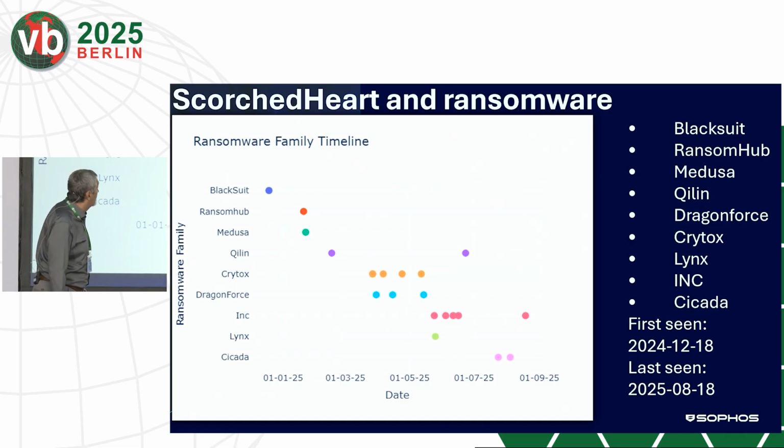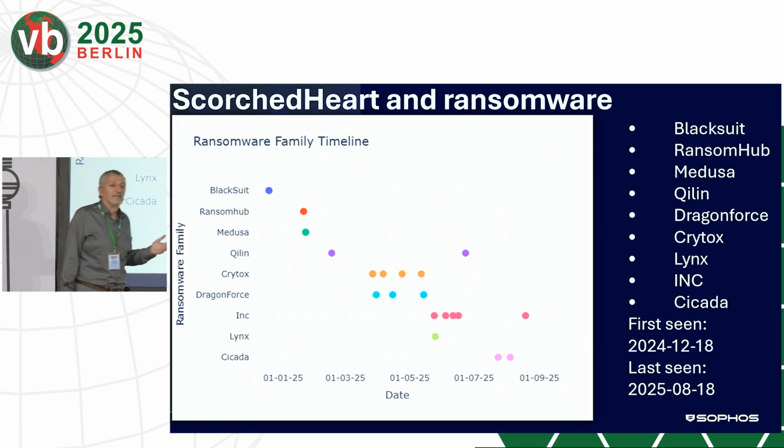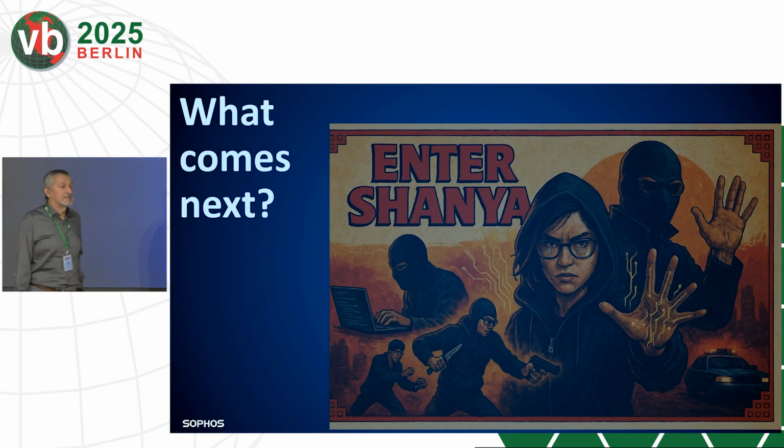There are a couple of disturbing points which I cannot explain. The overlap between Critox and Dragonforce. Also, there is this intermezzo in Ink ransomware usage where Cicada was used. And there is Killin, which, as turns out later throughout this presentation, is all over the place in inexplicable time frames. So that's an outlier. I cannot explain that.